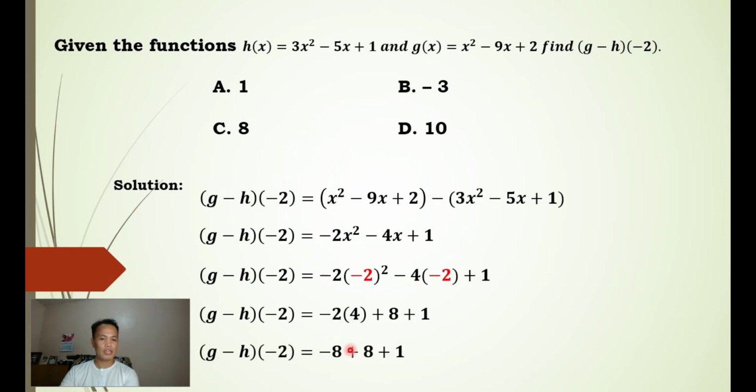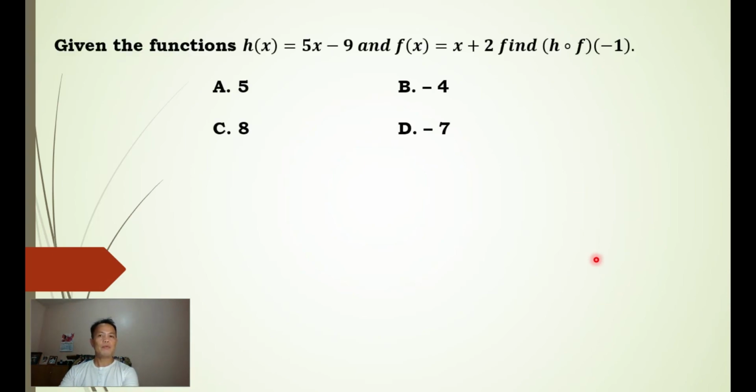So we get negative 8. So copy the 8 plus 1. Then simplify further. This is negative 8 plus 8. So negative 8 plus 8 is 0. So what remains in the function is 1. So the difference between g minus h of negative 2 is 1. Okay, so of course, our answer is letter A.